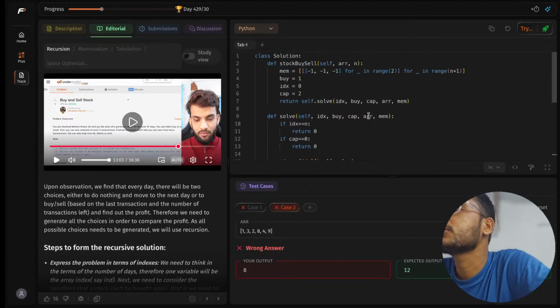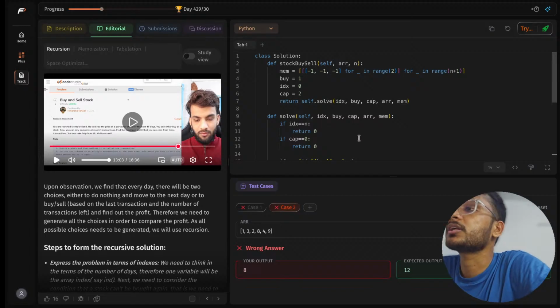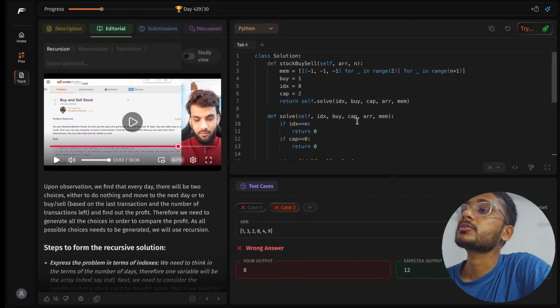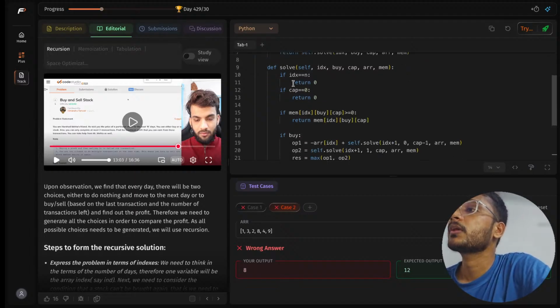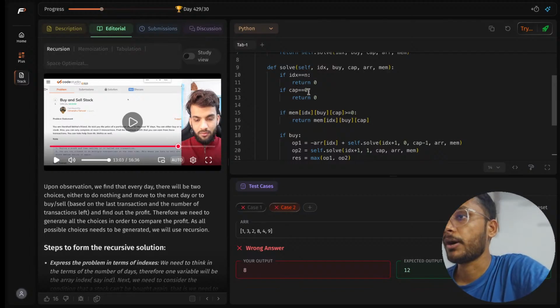Capacity 2 and buy option 1, index 0. So at starting, we will start with index equals to 0 and buy will be 1, and capacity will be 2. Array and mem. What you will say? Index equals to n. That means you are already at the last index or out of index. And if capacity becomes 0, that means you already consumed both buy and sell.